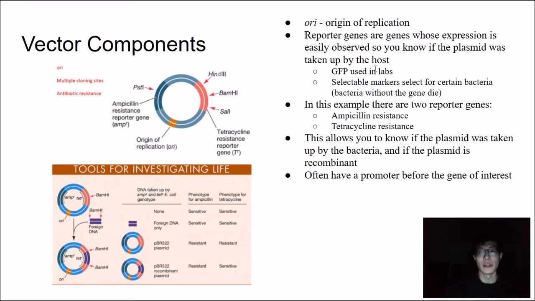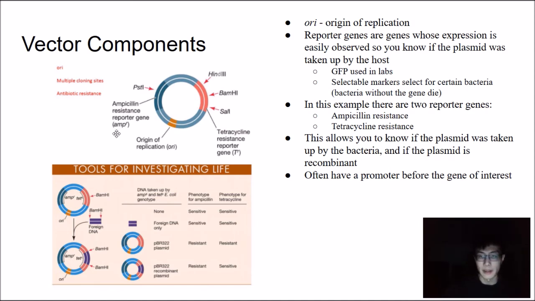In many labs, we use a green fluorescent protein. And these selectable markers can also be used to select for certain bacteria. So you can also put in certain selectable markers like resistance to certain antibiotics, and so those cells that didn't pick up that particular plasmid will basically not survive if you grow it on a medium that has ampicillin or some kind of antibiotic on it.